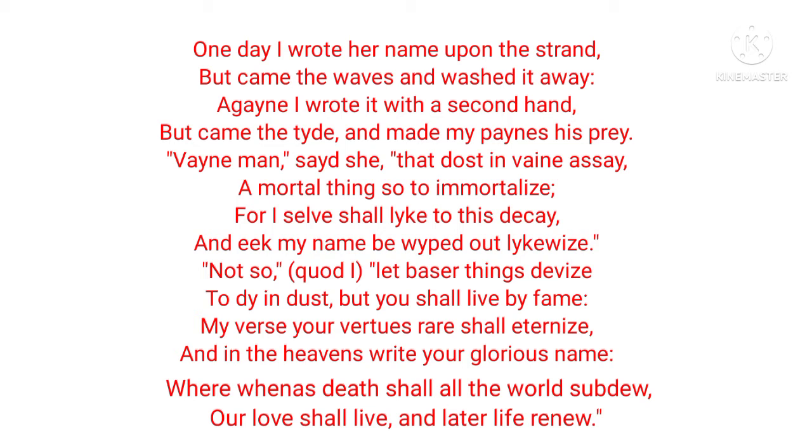Where whenas death shall all the world subdue, our love shall live and later life renew. In these two lines, the poet says that even when death gains control over all the world, it won't be able to do any harm to his beloved, because through his poetry or verse, he would make his beloved immortal and eternal. His verse will live forever and remind others of their ideal, pure, and unparalleled love, and will also inspire all succeeding lovers. He, through his verse or poem, will truly make his beloved reach the heights of immortality.